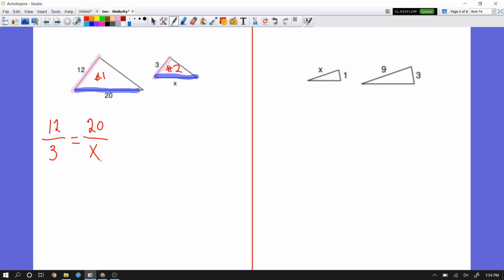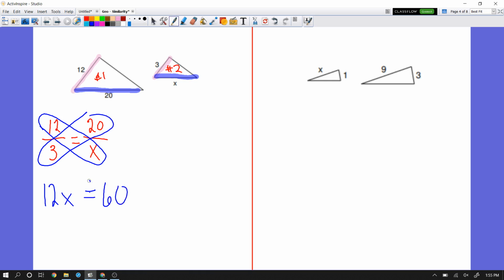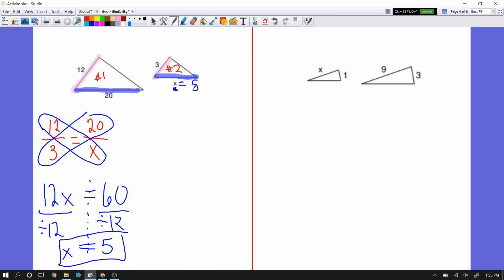20 and x. This is where you come across cross products. This is how you write equations that you would solve, a one-step equation. So that would look like this: 12 times x, 12x equals 3 times 20, 60. Now all we're doing is solving a one-step equation. This is to find the missing side of the other triangle. So divide by 12. x equals 5.